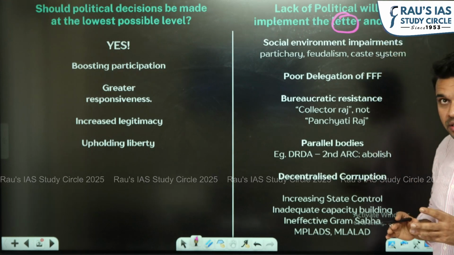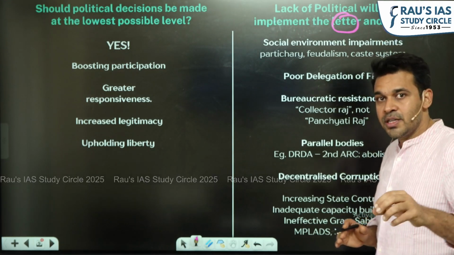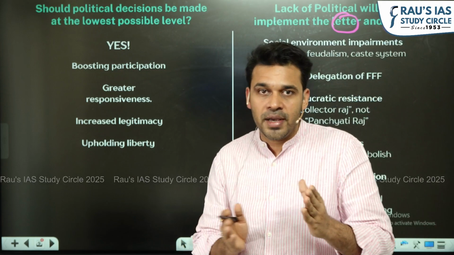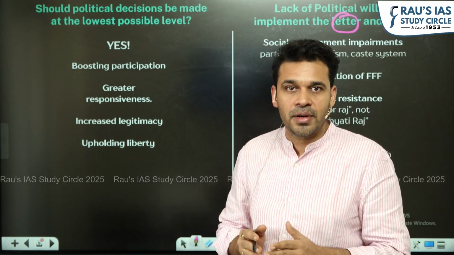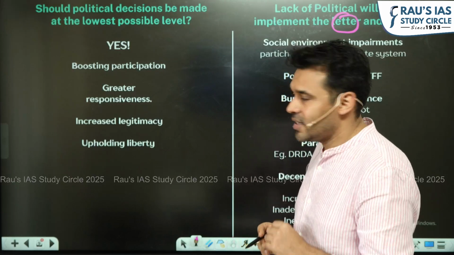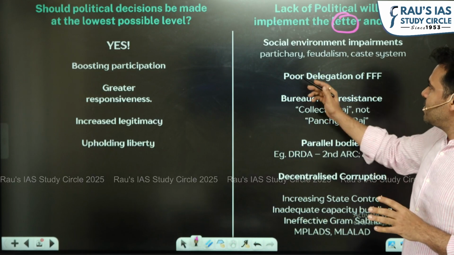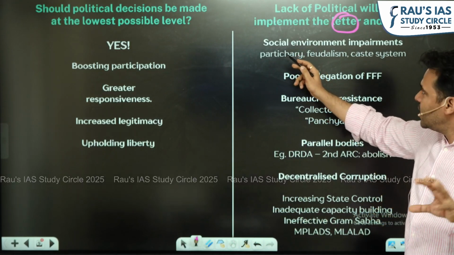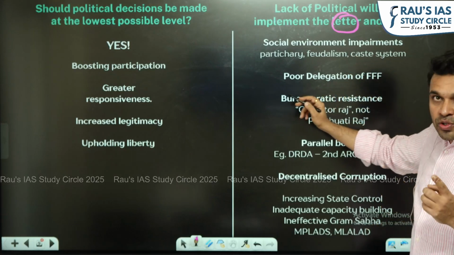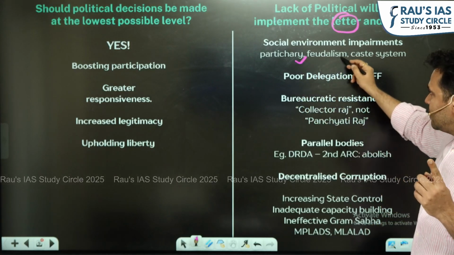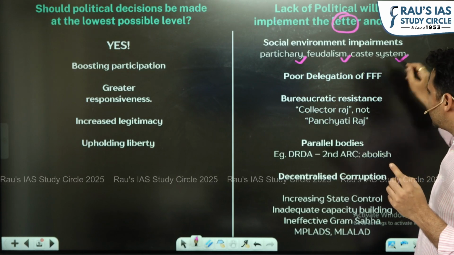The spirit was to endow the local governments with sufficient power to make them units of self-government. But what we see in reality, that has not been done. So what is the problem? The first problem is that this rural social environment continues to be moved by patriarchy, feudal mindset and caste system.